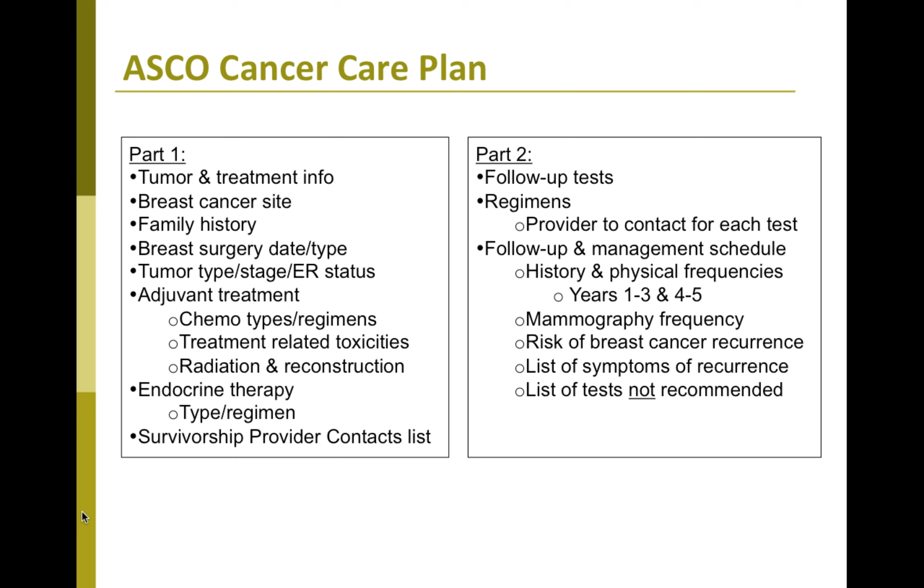The second part of the plan is supposed to give some idea of follow-up and surveillance for the person. So what kind of follow-up tests they should be getting, what regimens they should have, and how to manage their schedule with follow-up. Should they have a mammogram more often if they have breast cancer or less often? What are the risks for recurrence? What symptoms they might have recur, or late stage side effects from their treatment, things like that.